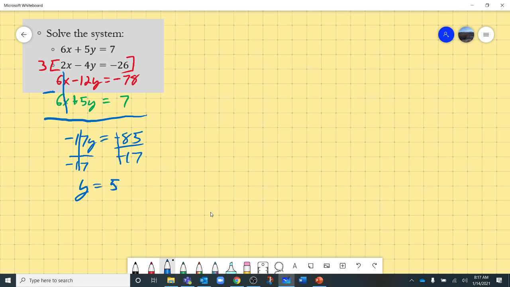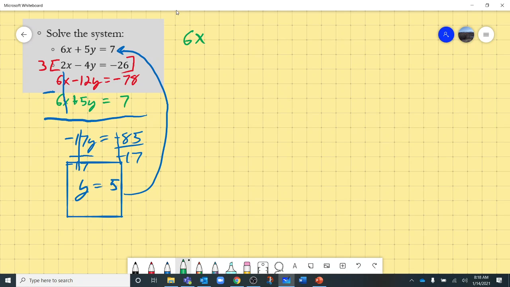Okay, so now that we know our y value, we're going to plug that back into either of our equations, really any of our equations. We're going to plug that 5 in. So let's plug it into our top equation, because we haven't done as much with that one yet. So we get 6x, we haven't figured out what x is equal to yet, plus 5 times y. And instead of y, remember we're going to plug in what y is equal to.